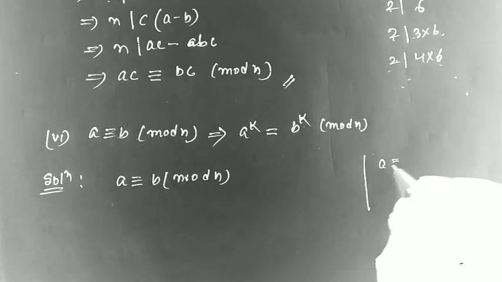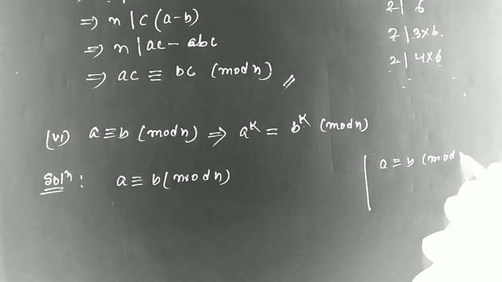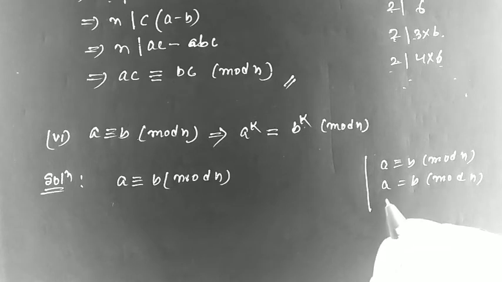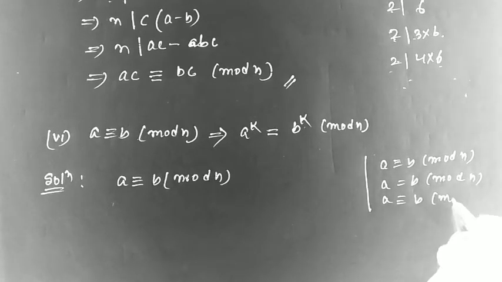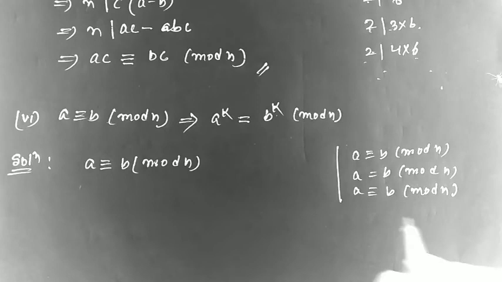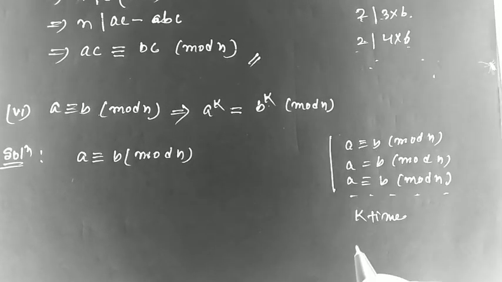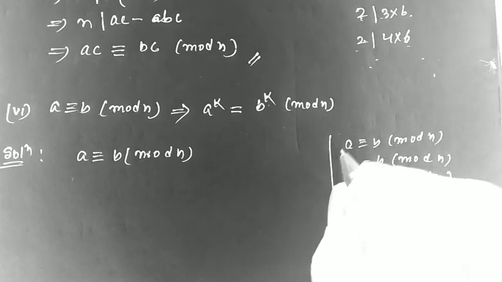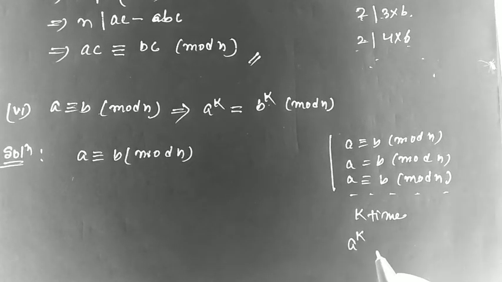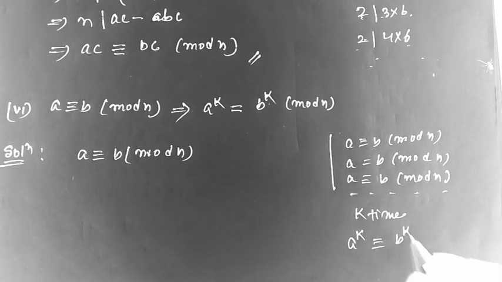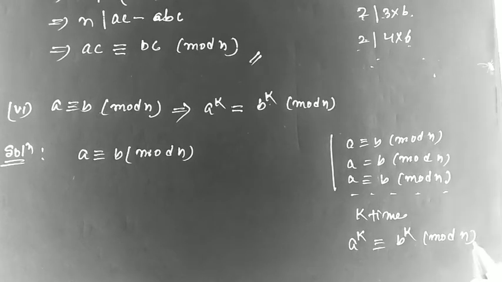Again we can write a is congruent to b mod n. So in this way, if we write it k times and multiply both sides, here k number of a are there, so we can write a to the power k is congruent to, here k number of b are there, so b to the power k mod n.